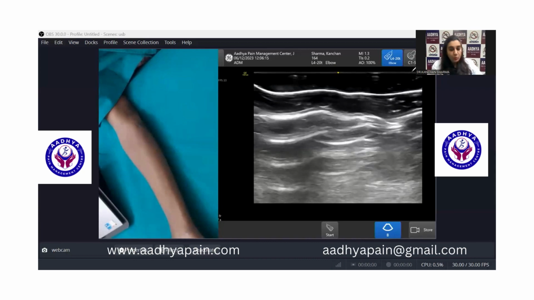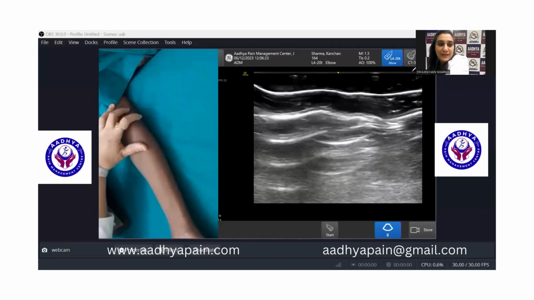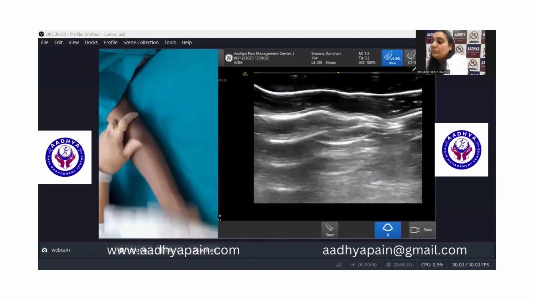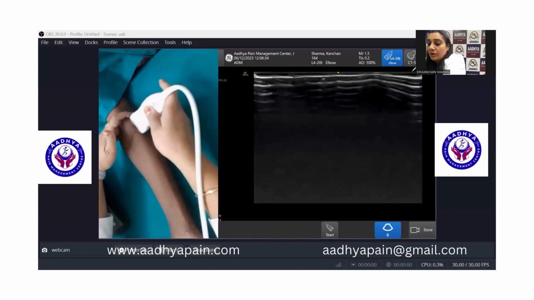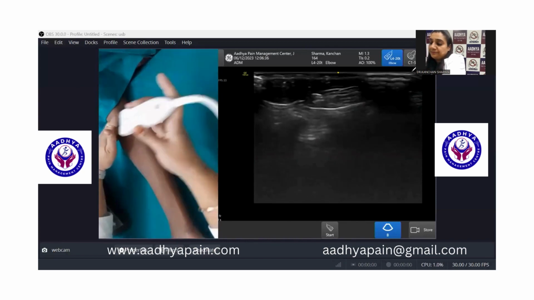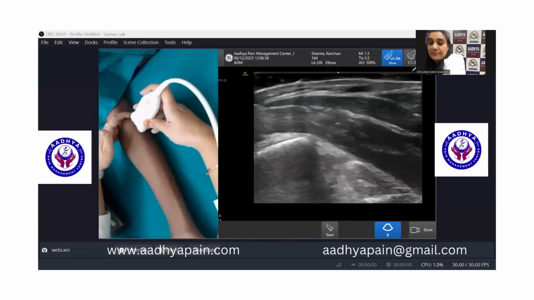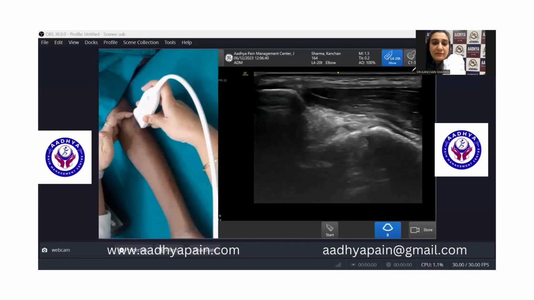So first, I'll just do one thing. Once you're well-versed with all the scanning, you don't need to, but when you are learning ultrasound for the first time, it's always better you palpate so that you have an idea how exactly things are. So you can put one of your fingers over the medial epicondyle, and then you put your probe in the craniocaudal direction, just beneath your finger.